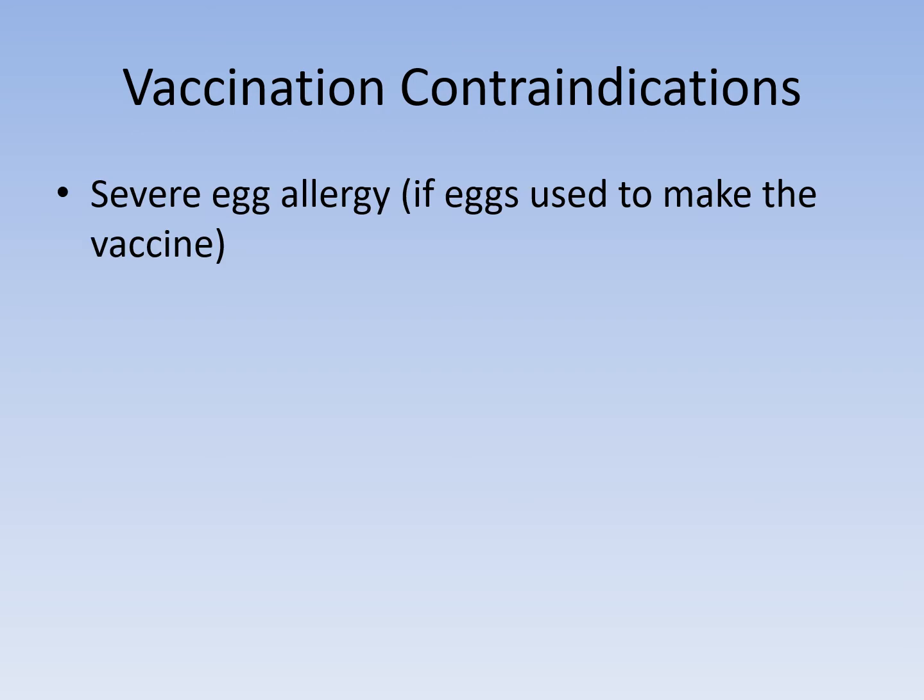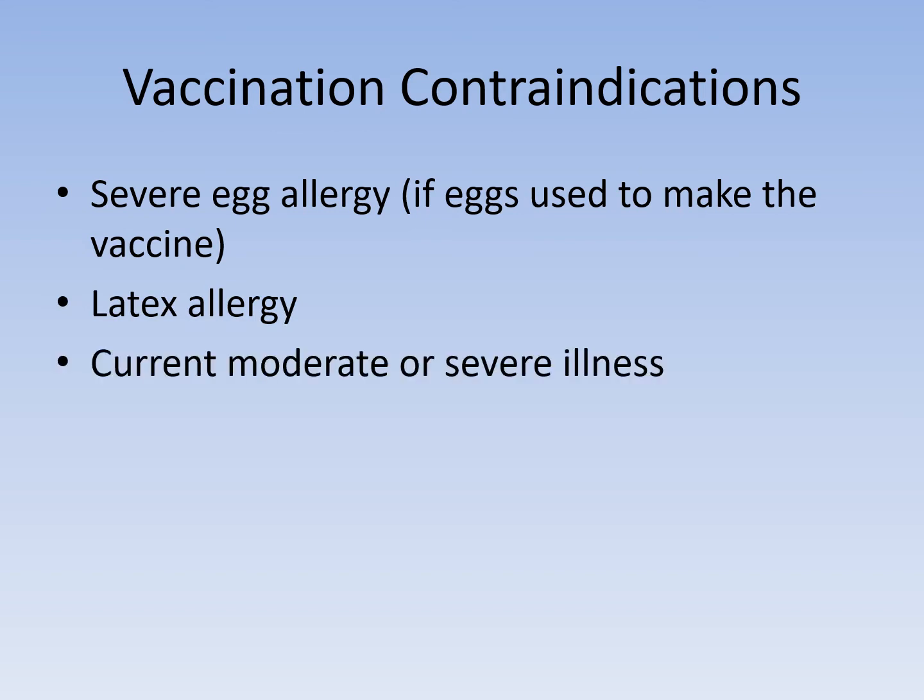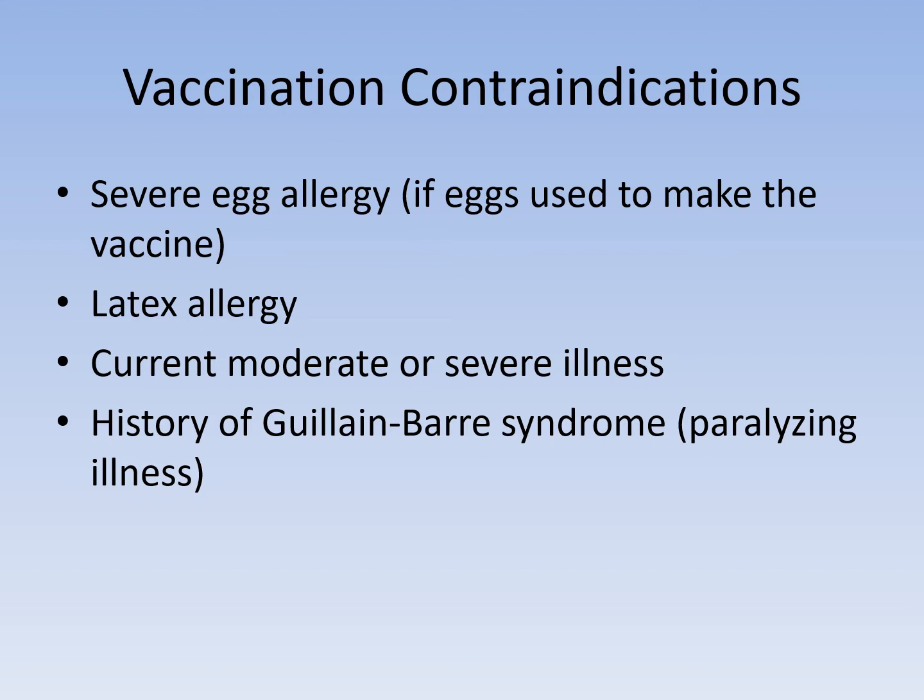Contraindications to receiving the injectable influenza vaccine include a severe egg allergy, that is if eggs were used to make the vaccine, a latex allergy, and current moderate to severe illness. So if you have a fever or some other infection, we would wait until that resolves before we give you the influenza shot. And finally, if you have a history of Guillain-Barre syndrome, which again is that paralyzing illness, the association between that and influenza vaccination is very, very weak. But it's such a horrible medical condition that we don't take the chance.